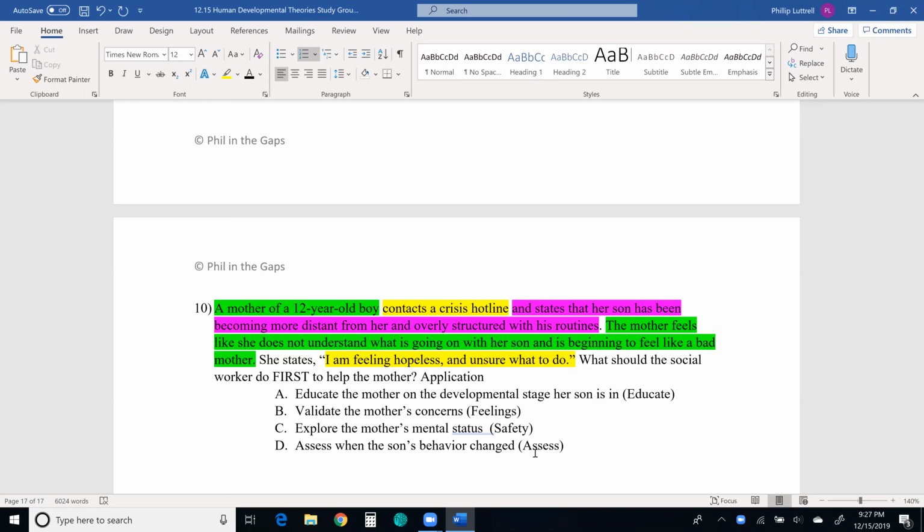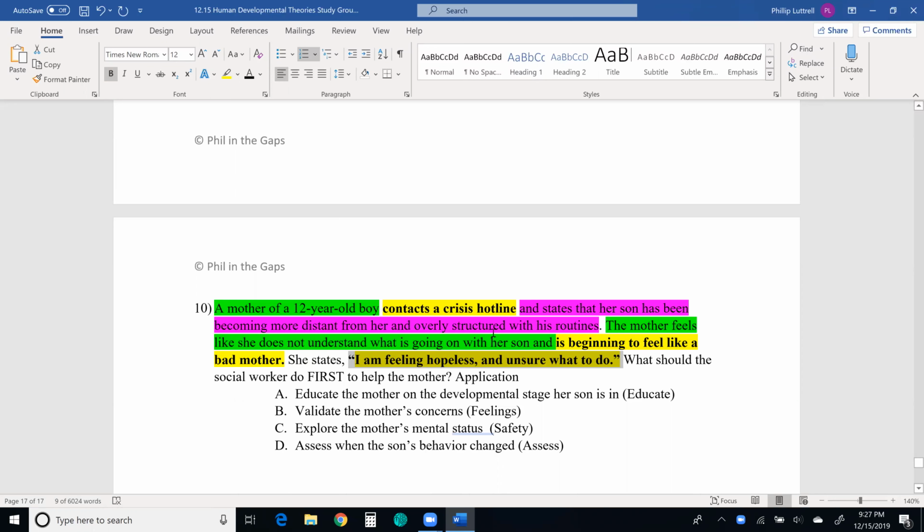So let's get that quick review in. A mother of a 12-year-old boy contacts a crisis hotline. Why? Because she's in crisis. So that's where we're at. States her son is becoming more distant and overly structured. She feels like she does not understand what's going on. She's starting to feel like a bad mother. So that's some negative emotions that she's experiencing in her situation. And she says, I'm feeling hopeless and I'm not sure what to do.